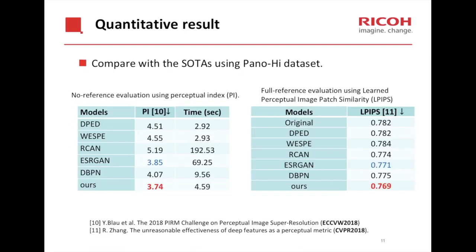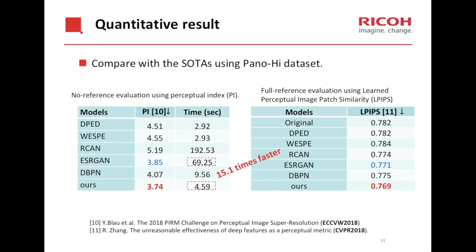We use no-reference and full-reference evaluation metrics to evaluate our method quantitatively. We use perceptual index, or PI, as a no-reference metric. The lower is better. The red and the blue indicate the best and the second best scores, respectively. We can see here that ours got the best PI score among all methods. Although we are not the fastest, our processing time is 15.1 times faster than ESRGAN, while we have the best perceptual image quality in PI.